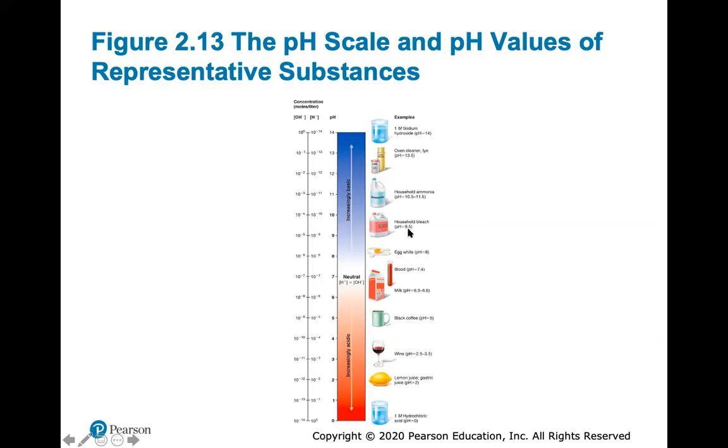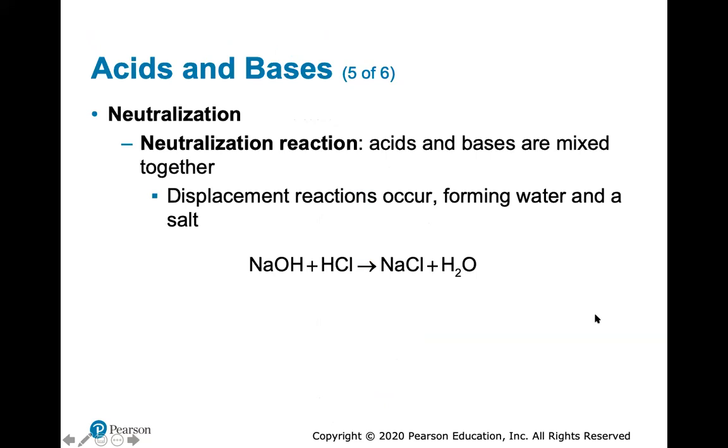You have egg whites, household bleach, household ammonia, oven cleaner. So you can kind of see where basic household items fall along this scale. Hydrochloric acid is extremely acidic. You do not want to spill that on your fingers. That'll create a sore in your skin. Lemon juice is very acidic. Wine is also acidic. Black coffee can be acidic too.